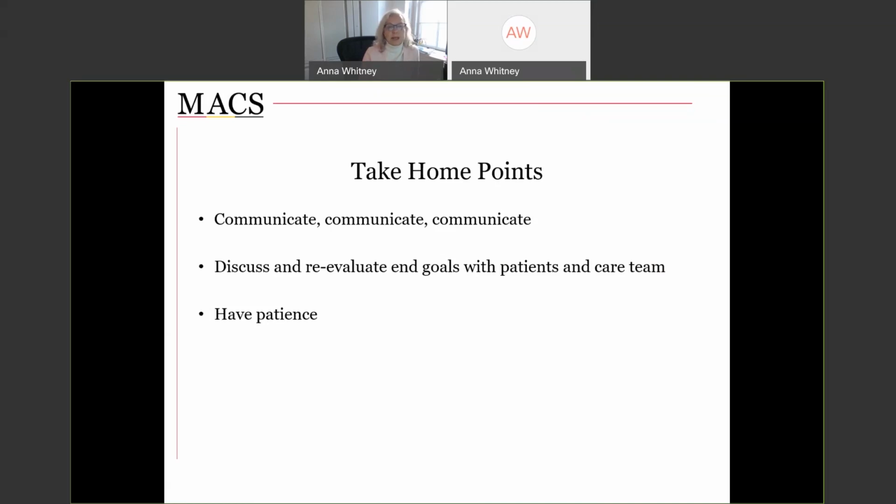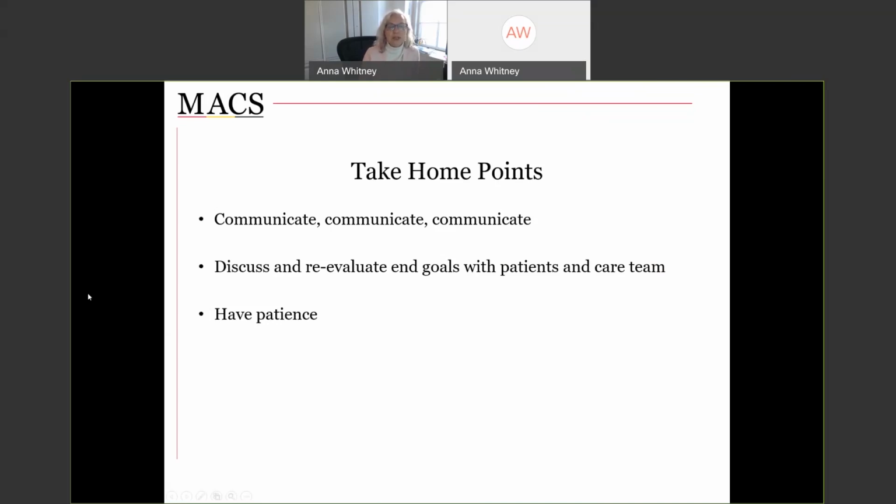Discuss and reevaluate end goals with patients and the care team. Maybe not even focusing so much on "we want to take you off this medication," but really how are we going to better help you gain function and not lose the pain improvement that you may have had to the extent that you did with the opioids. So focusing more on improving life and quality of life as opposed to just the opioid tapering.